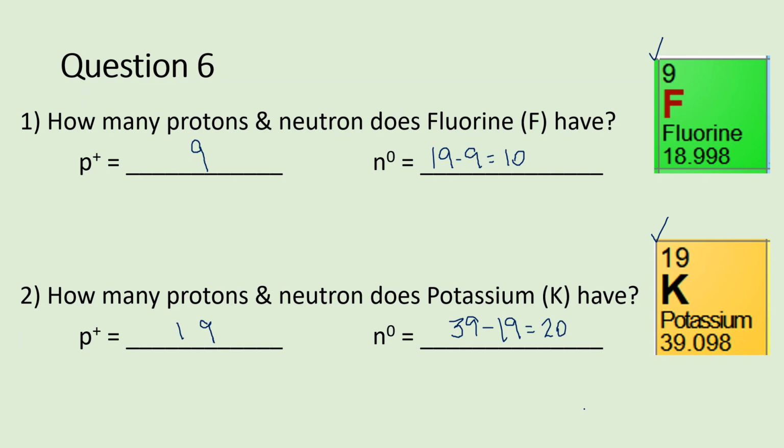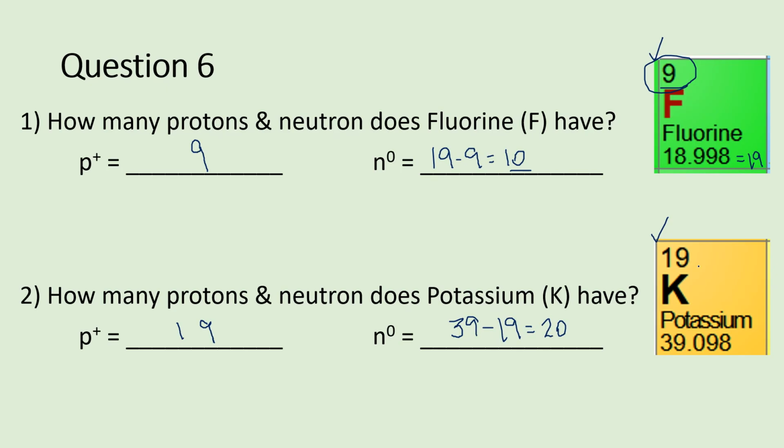Okay, so for fluorine, you can tell by looking at the atomic number, it's got 9 protons, and to get the neutrons, you're going to subtract the mass, which is 18.998, that's going to round to 19. You're going to subtract the 9 from the 19, and that's where you get the 10 from.